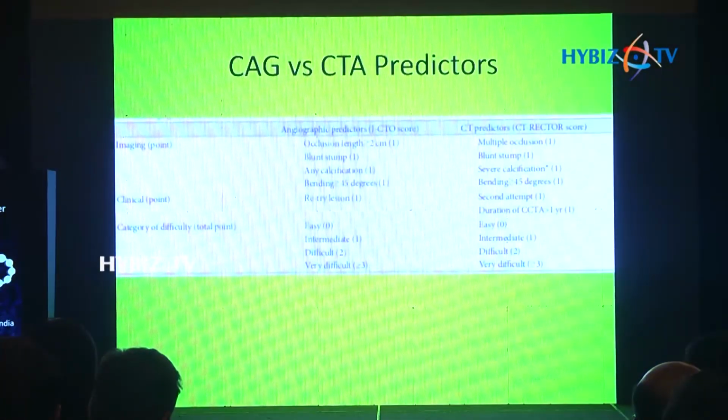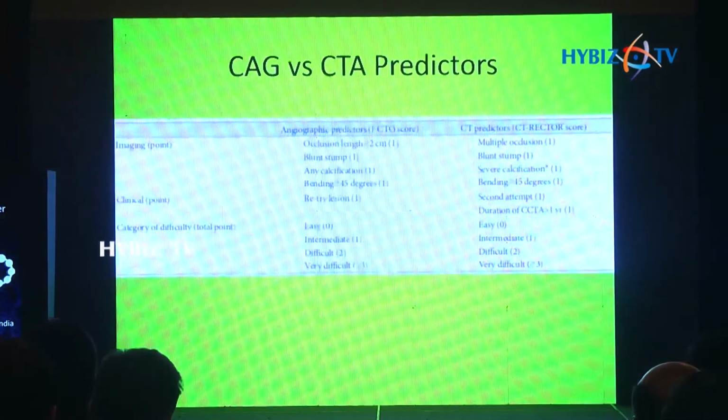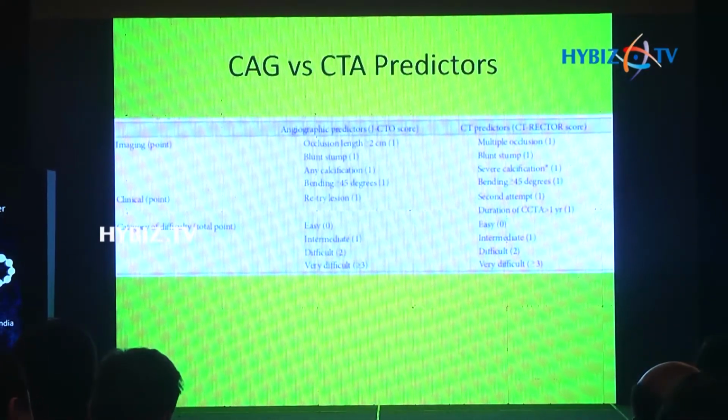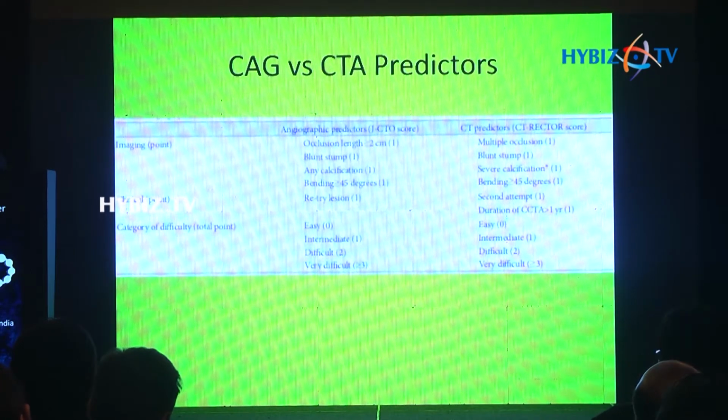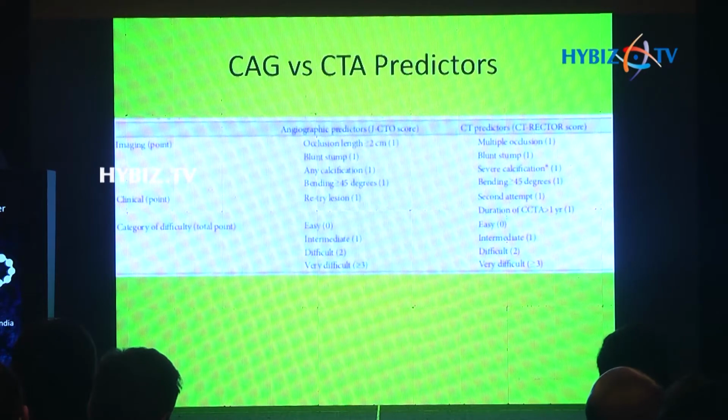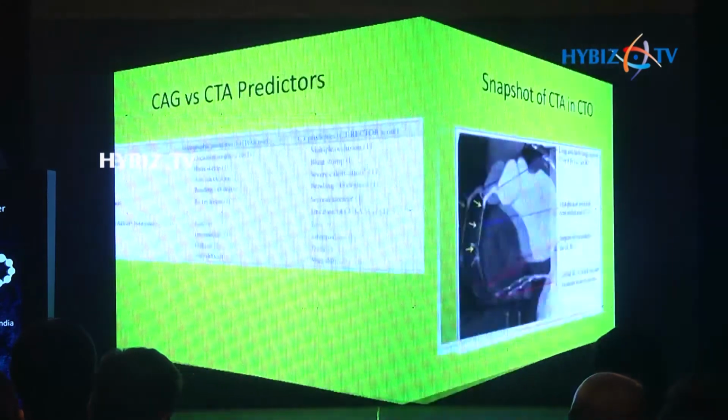Now, if you look at the angiogram versus CTA predictors, there's the JCTO score, which was talked to you about, and the CT RECTUS score, which I'll be talking to you about. You'll see that they are fairly equal in terms of what they can offer, what they can give to the operator, and also the easy versus difficulty is again very similar.